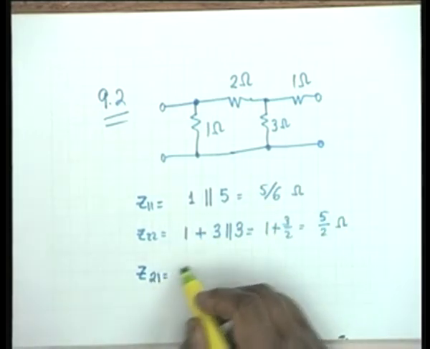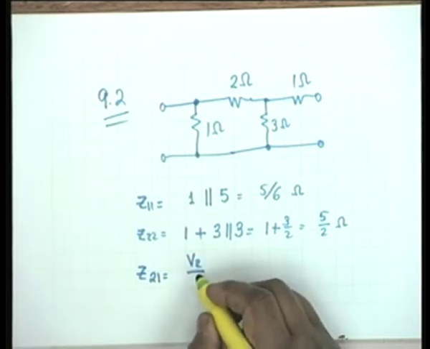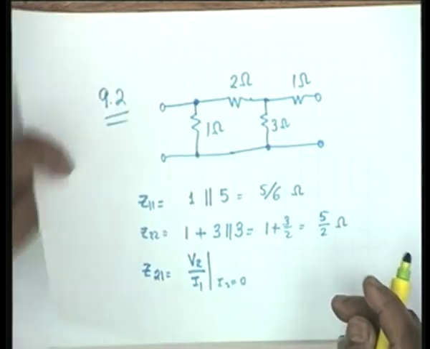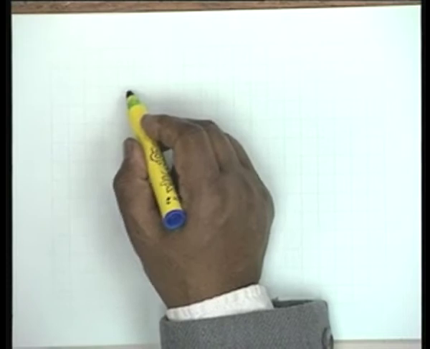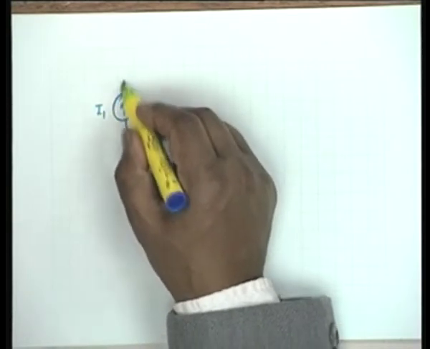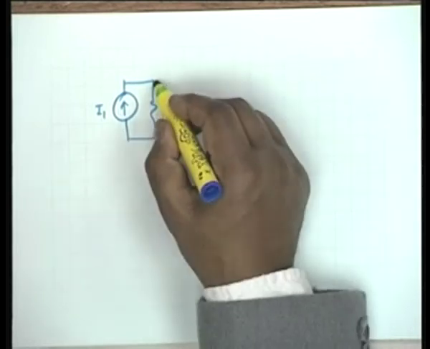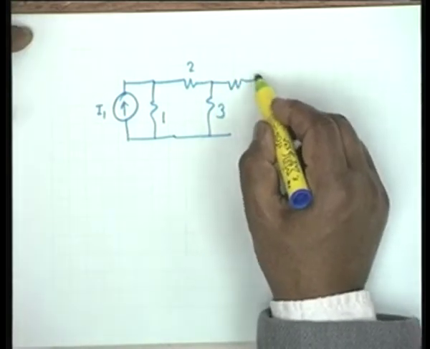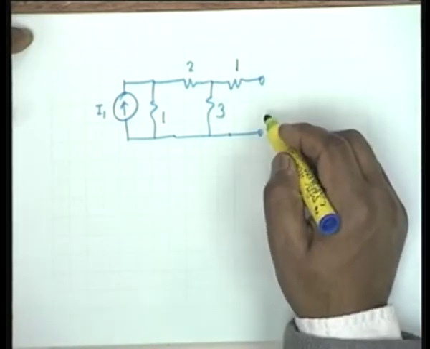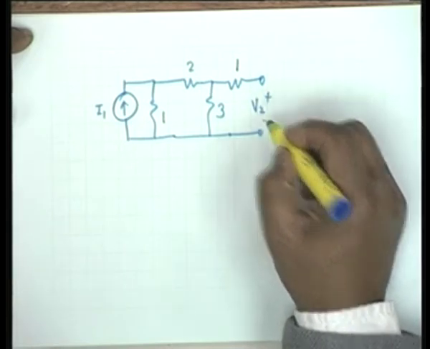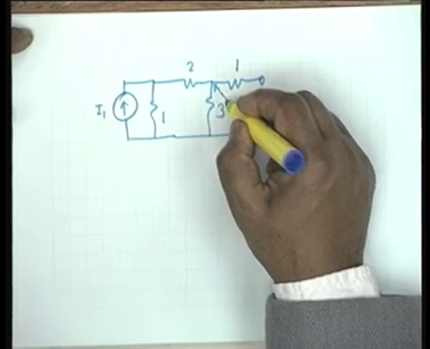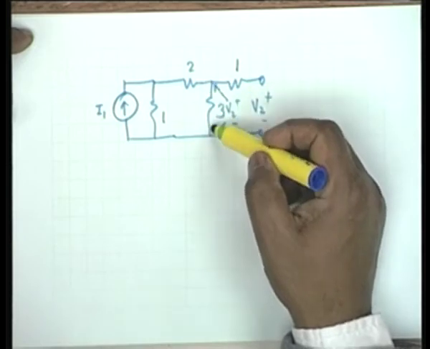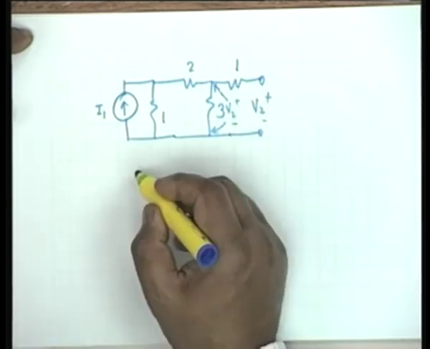Let's find out Z21. Z21 would be equal to V2 by I1 with I2 equal to 0. Let's calculate this. We have an I1 here, 1 ohm, 2, 3, and again 1, and our I2 is 0, therefore this is V2. What is this? This is also V2, because I2 is 0. So all that is required is to calculate this voltage, and you see how I calculate.